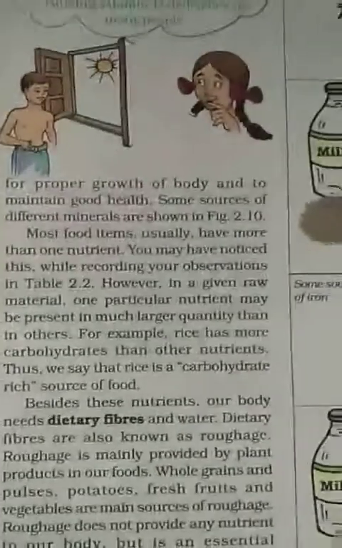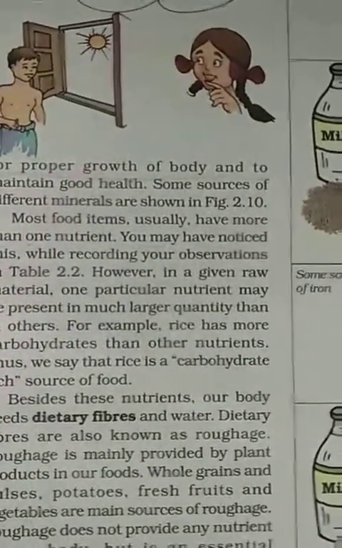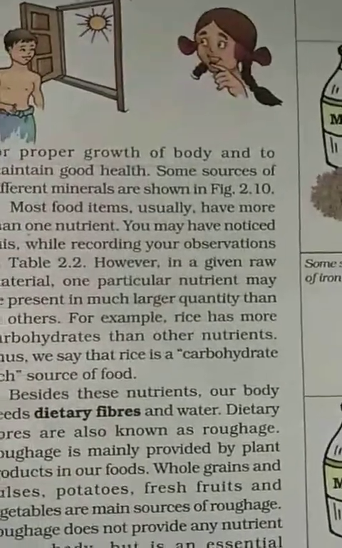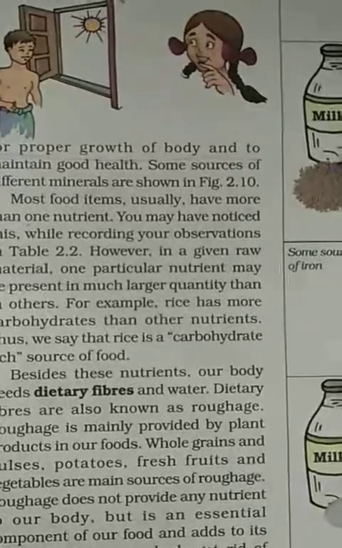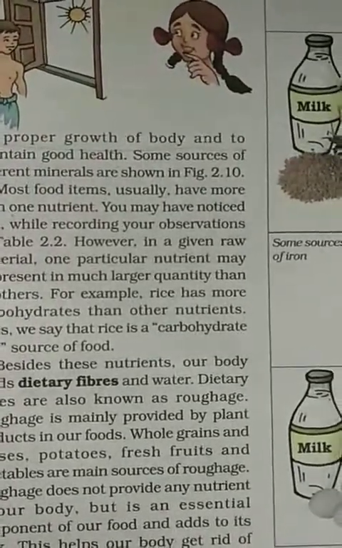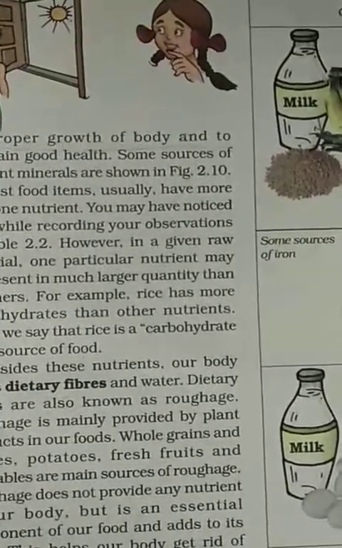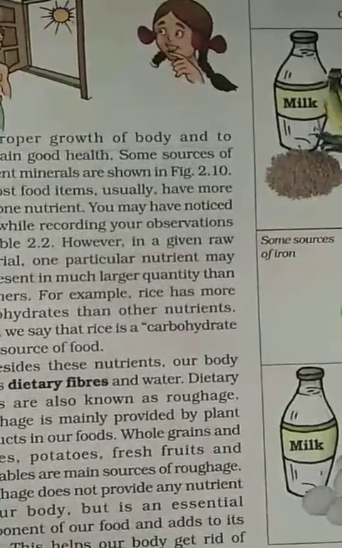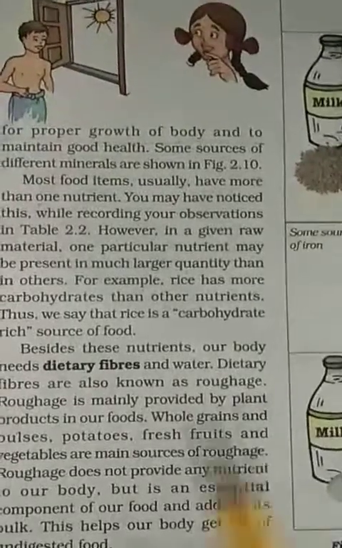We have noticed that in a given raw material, one particular nutrient may be present in much larger quantity than others. For example, rice has more carbohydrates than other nutrients. Thus, we say that rice is a carbohydrate-rich source of food. Besides these nutrients, our body needs dietary fibers and water.